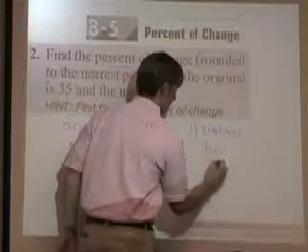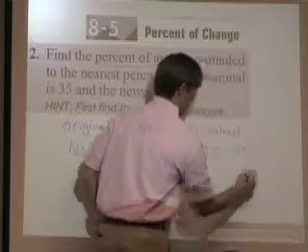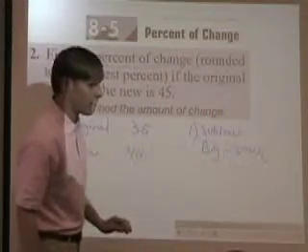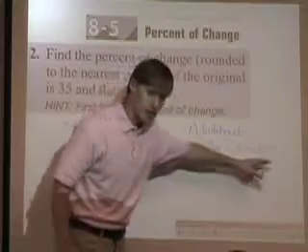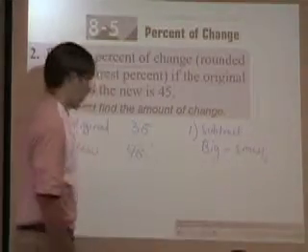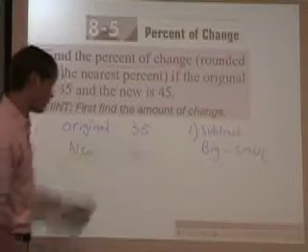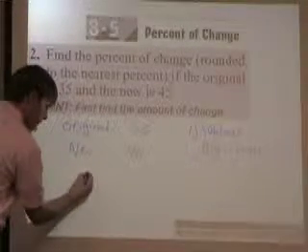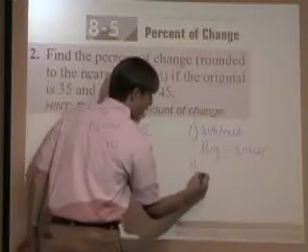The big number, no matter what it is, minus the small number. Let me read that again, and you have to be writing this. The first step, subtract the big minus the small. So in this case, what's the big number? Little number? 35. So we do 45 minus 35, and that's what? 10.